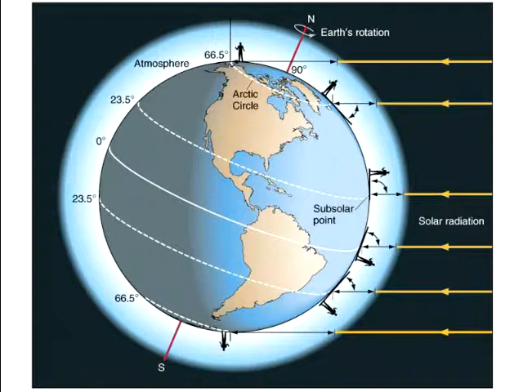All locations north of 66.5 degrees north experience the polar day. That is when the sun does not sink below the horizon and we have 24 hours of daylight. All locations south of 66.5 degrees south experience the polar night. The sun does not rise above the horizon and we experience 24 hours of night.